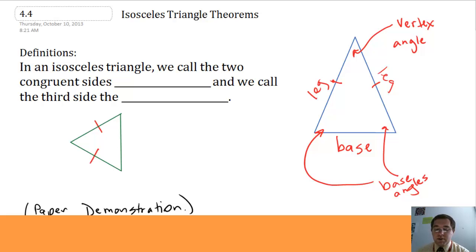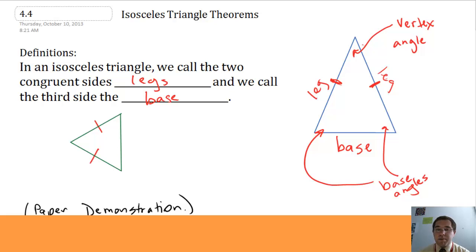In an isosceles triangle, we call the two congruent sides legs, and we call the third side the base. So the two congruent sides in the isosceles triangle are called the legs. The third side is called the base. So on this blue triangle I've drawn on the right, I've labeled these two sides as legs on the left and the right because those are equal, which I know by these red hash marks. And the third side at the bottom is the base.